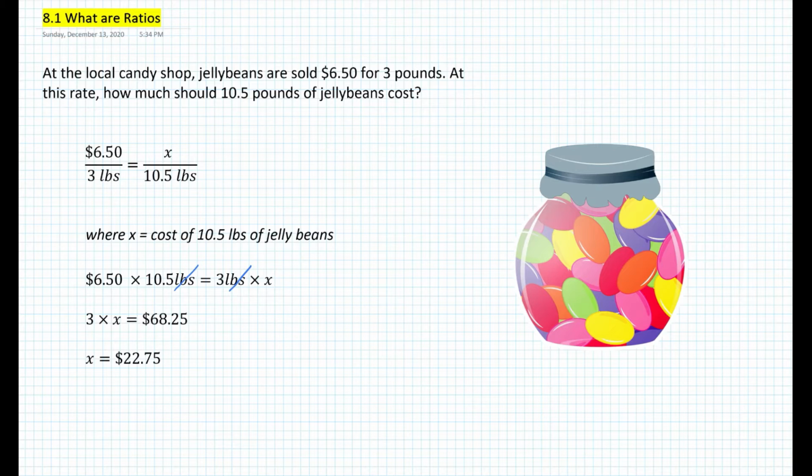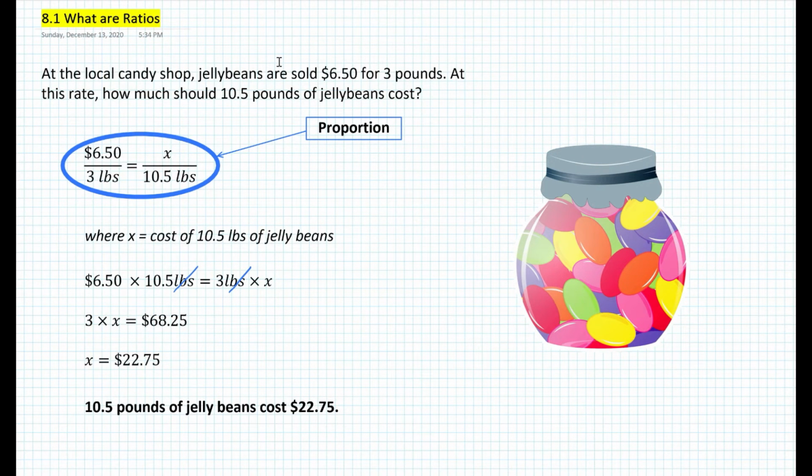So again, 3 times x is now $68.25. Therefore, we divide by 3, and we obtain an answer of x equal to $22.75. So what does that mean? It means that 10.5 pounds of jelly beans cost $22.75, and that is the answer.